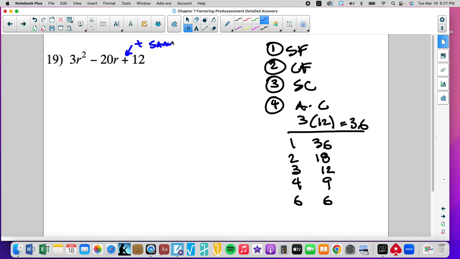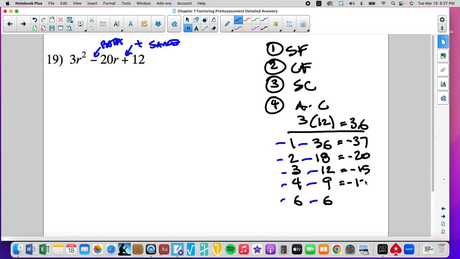Same. Signs are same. And they're both negative. Negative 37. Negative 20. Negative 15. Negative 13. Negative 12. 20, yay! It's not the bottom one. 20, negative 20. So we're going to use these two numbers as my middles.